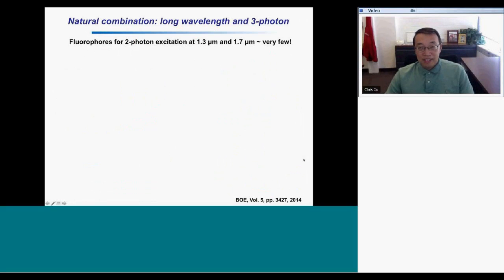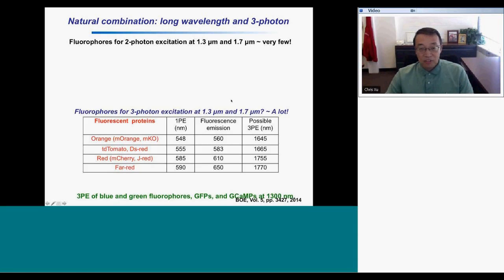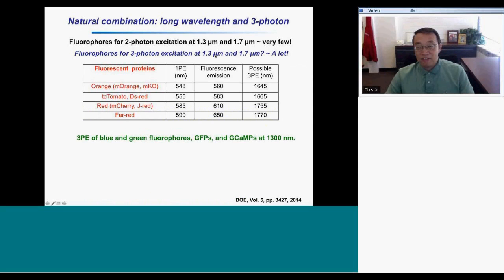So it turns out these two techniques, long wavelength and 3 photon, go hand in hand. The reason is that if you want to do 2 photon excitation at those 2 optimal wavelengths for penetration, we don't have many dyes. In fact, we have very few fluorophores for those 2 long wavelength windows for 2 photon pumping. If you go to 3 photon pumping, you take the wavelength divided by 3, and you have blue-green fluorophores. GFP or GCaMP naturally works well for 3 photon at the 1300 nanometer window.